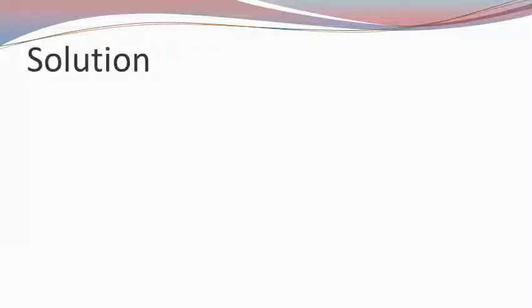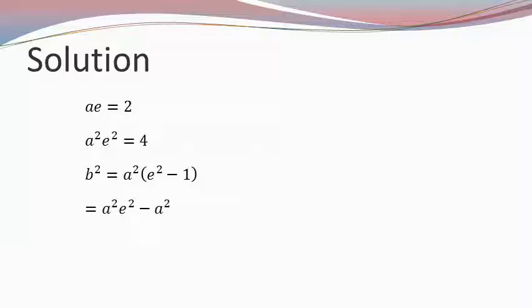First of all, we know that the x coordinate of the focus is given by AE. So AE should be equal to 2. We can square it to get this. Now in a hyperbola we know that b squared is equal to a squared times e squared minus 1. So we can expand the right hand side, and therefore b squared is equal to 4 minus a squared.